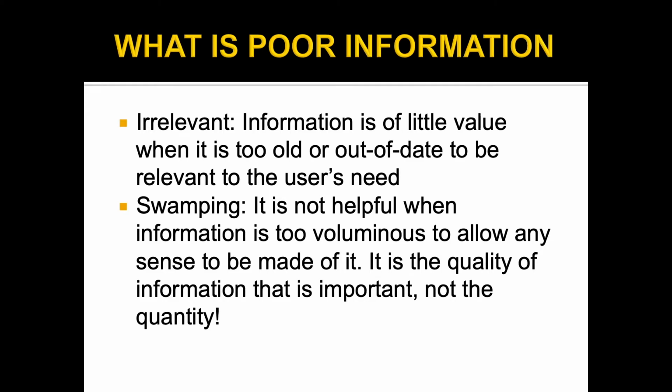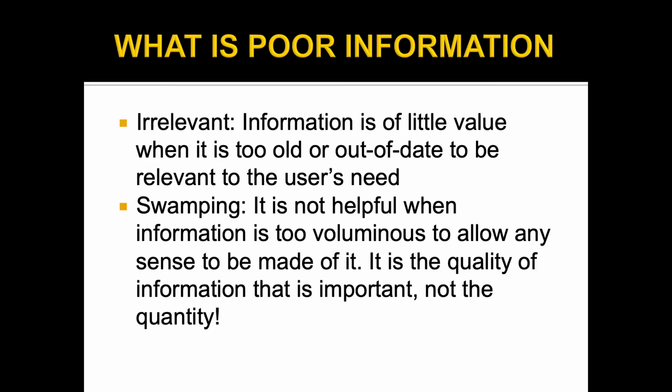Now, what is poor information? What are the criteria or characteristics of poor information? Number one, irrelevant. Information is of little value when it is too old or out of date to be relevant to the user needs.